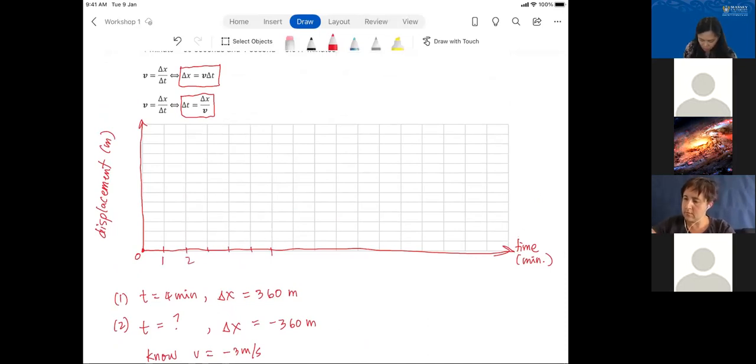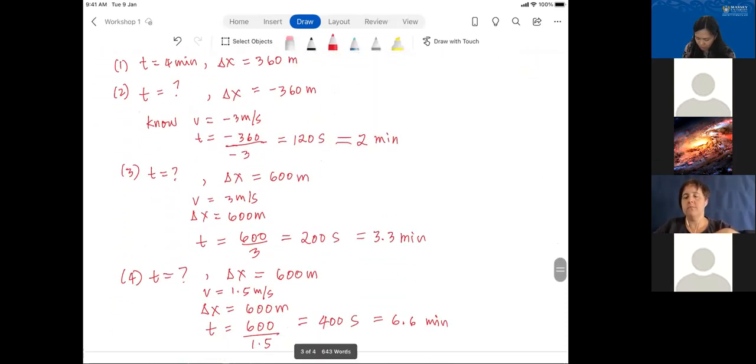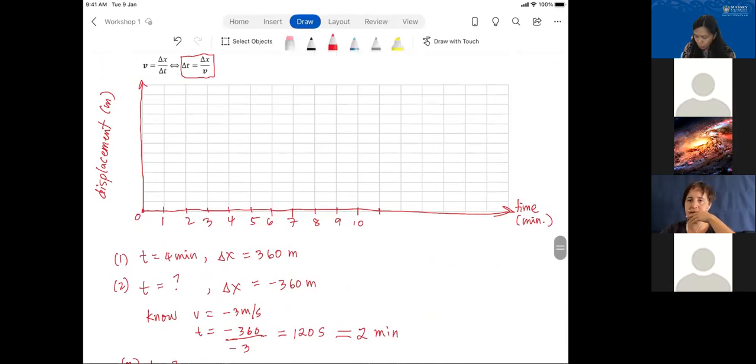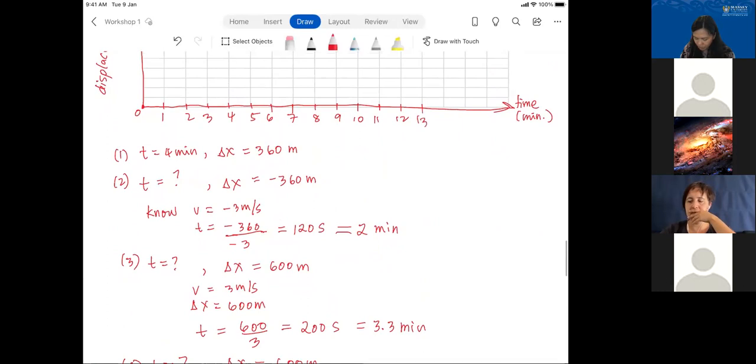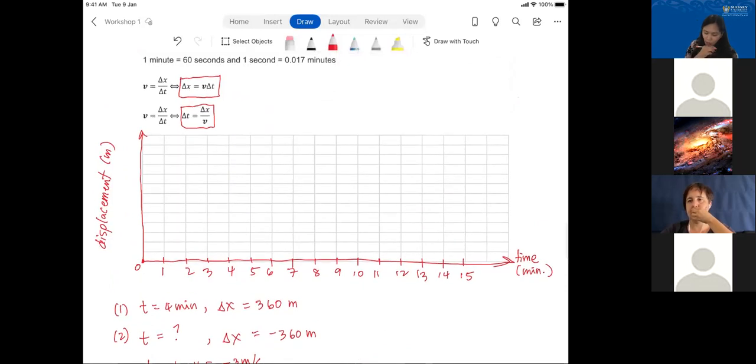So let's say that's 1, 2, 3, 4, 5, 6, 7, 8, 9, 10. So roughly you need until like 6.6, about 14 minutes, 11, 12, 13, 14. Okay, minutes in the x-axis, and the y-axis is the displacement. So let's put that in multiples of 100. So let's say 100 meters, 200. So you're free to choose the interval that you want to use in your scale.